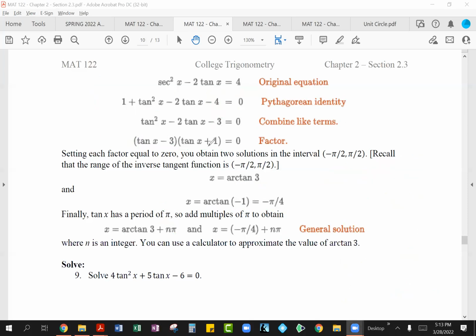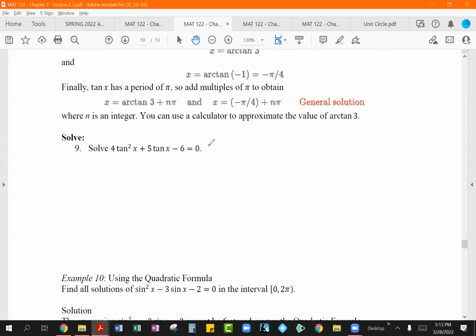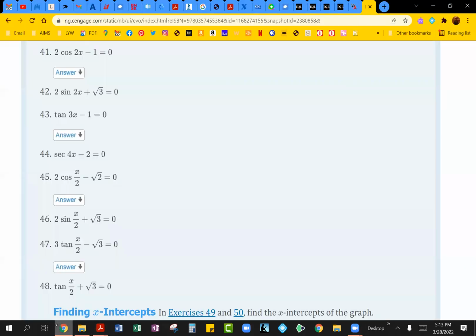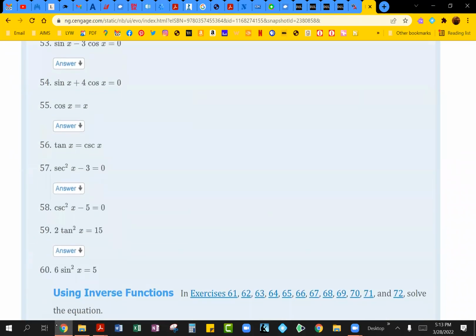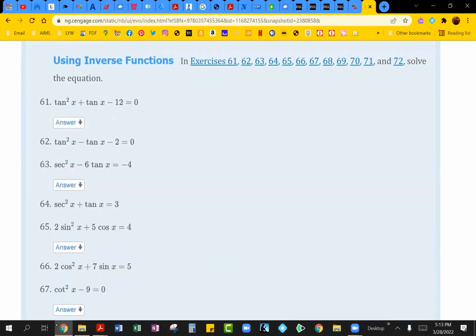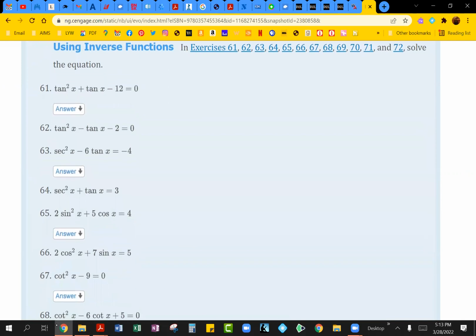So just to have another example, you've got example number 9 that you can look through in the video lectures, but let's pick an example to do from our textbook over here. And I think I had picked number 67 for this guy. So let's do 16(7). Cotangent squared of x minus 9 equals 0.